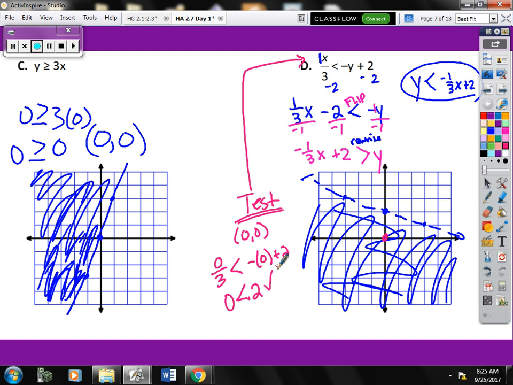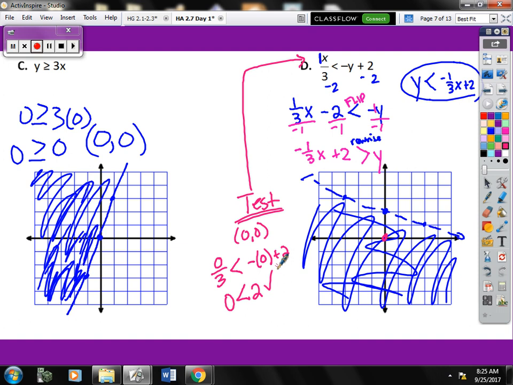So had you shaded the wrong direction, because some people will forget to flip their sign, and you did your test point, you should show that the test point fails. And if the test point fails, it means you did something wrong. Don't just shade the other direction. Go back and recheck over all of your algebra. Okay.